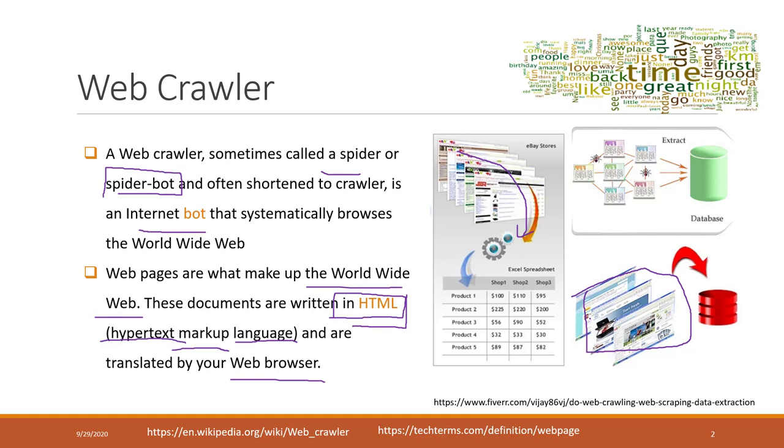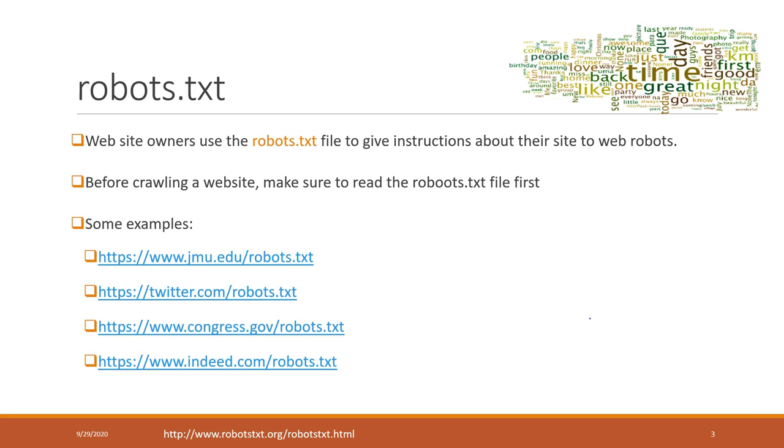Okay, so before you start crawling any website, you should read the robots.txt file first for any website you're going to collect information from. You have to make sure that the specific website does allow you to crawl the information by using a robot or a crawler.